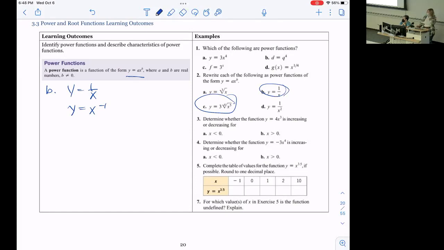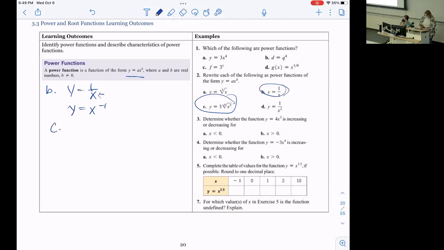Does that make sense? How did you get the x to the -1? Since this x is in the denominator, and x itself is the same as x to the first power, when we flip that into the numerator, we just change the exponent into a negative. This is our reciprocal function. The textbook talks about it quite a bit.